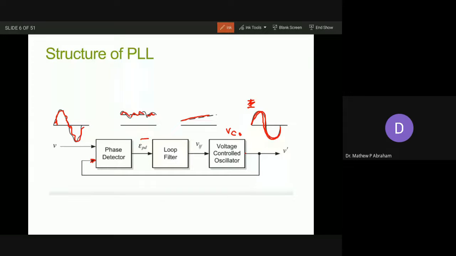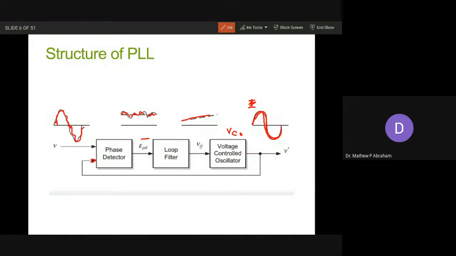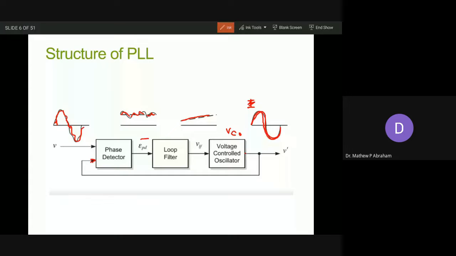So from a polluted actual voltage, the PLL will be producing a pure unity sine wave, which will be used for creating a reference voltage and reference current, and from that, the reference voltages for our grid operation.